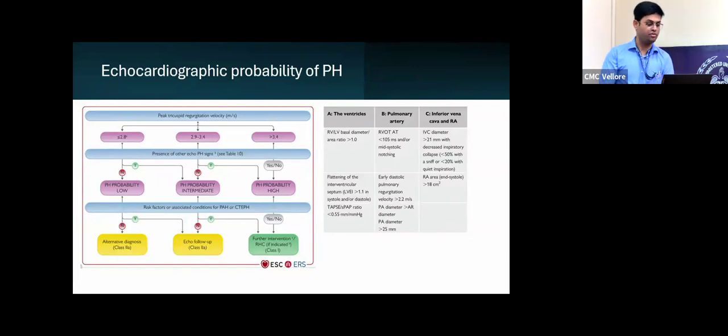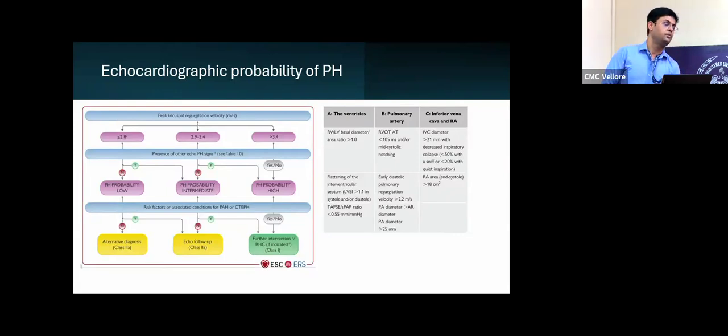And the ratio of TAPSE by systolic pulmonary artery pressure is a newly coming up criterion. If it is less than 0.55 mm per millimeters of mercury, it indicates pulmonary hypertension. For the pulmonary artery, in a short axis view, if the pulmonary artery diameter is greater than the diameter of the aorta, or if the pulmonary artery diameter measured in the short axis view is more than 25 mm, it can point towards pulmonary hypertension.